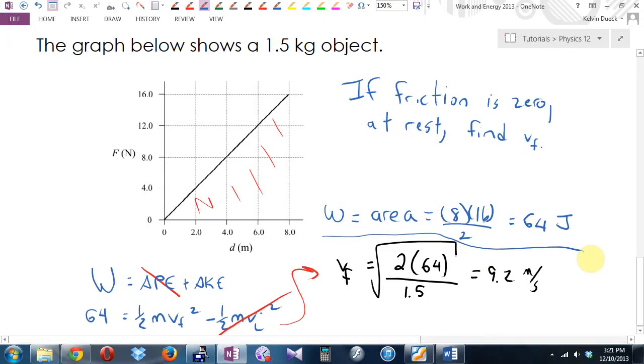Okay. Hey, what else could I have asked? I could tell you how much heat we lost and then ask how fast. So how much work was done? 64 joules. What if I told you we lost 10 joules to heat? How much work would I have left for kinetic energy?